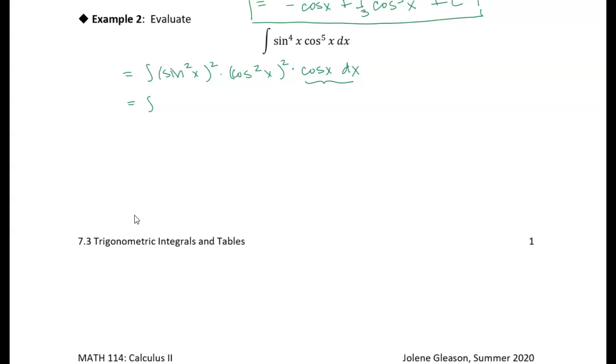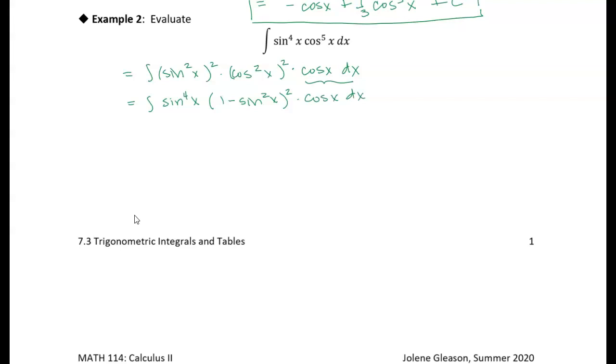And, actually, since I have a cosine to pair with my dx, then I want everything in terms of sine. So actually, I'm changing my mind on this one. I'm going to change this back to sine to the fourth of x. Okay, and then I'm going to replace the cosine squared. I'm going to try to replace it with something involving sine of x, which if I just use the Pythagorean identity, I can replace cosine squared of x with 1 minus sine squared of x. And again, that's squared. Okay, and then I have cosine of x dx.